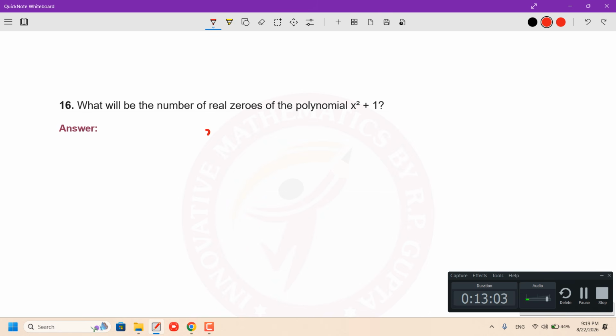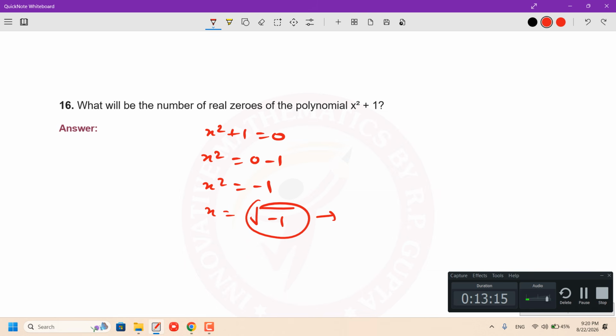Okay, so x square plus 1 equal to 0. So x square equals 0 minus 1. So x square equals negative 1. So x equals under root negative 1. And what do we call this? We call this an imaginary number. Imaginary number. Therefore this has no real zeros.